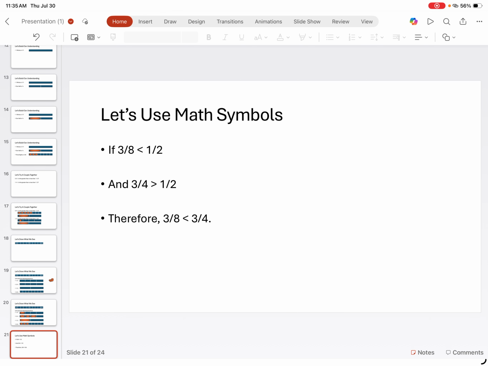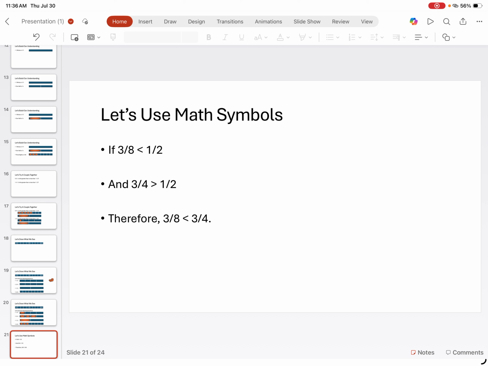Now we're ready for the abstract part. We're going to learn about and how to use mathematical symbols. We want to know which fraction is bigger. We will use math symbols to show our thinking. We can recall from earlier in the lesson that 3/8 is less than 1/2. The symbol in between the two fractions represents that fact. We'll call this symbol the alligator jaws eating the bigger fraction. Since 3/4 is greater than 1/2 and 3/8 is less than 1/2, we know that 3/8 is less than 3/4.